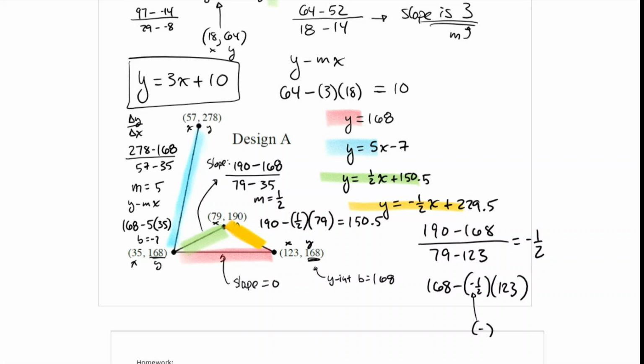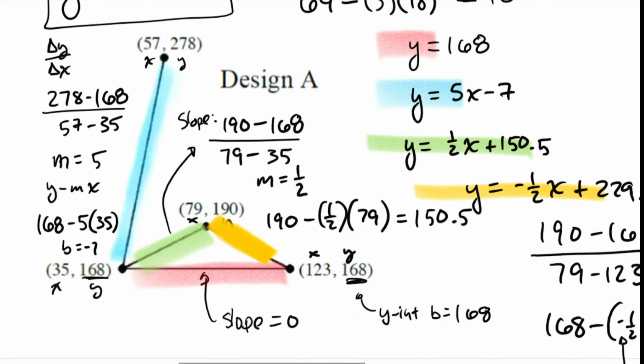Let's take a quick review of some of the things we talked about. So today in class, we talked about, how do you find the equation of a line if you don't know the slope and you don't know the y-intercept, right? You basically got nothing except for either some points or a bunch of points. And we did this with the design A, right? We went through and we found all of the slopes for those four different segments. We found the y-intercepts and we wrote the equations of those lines.